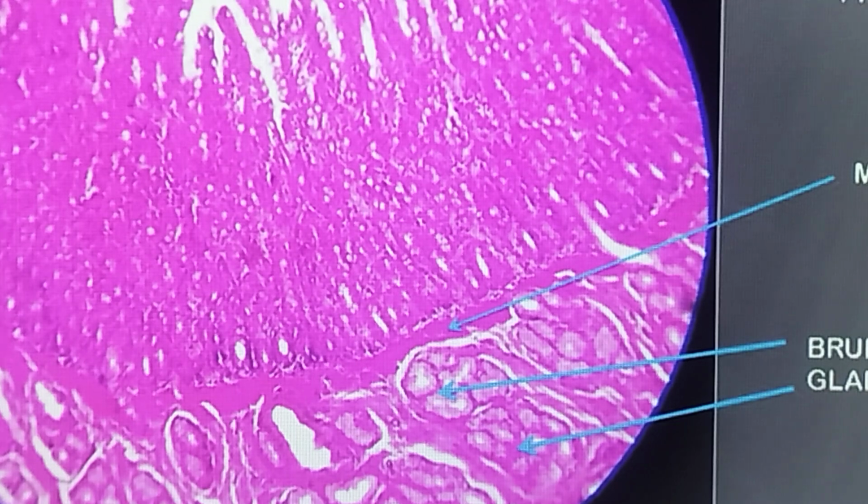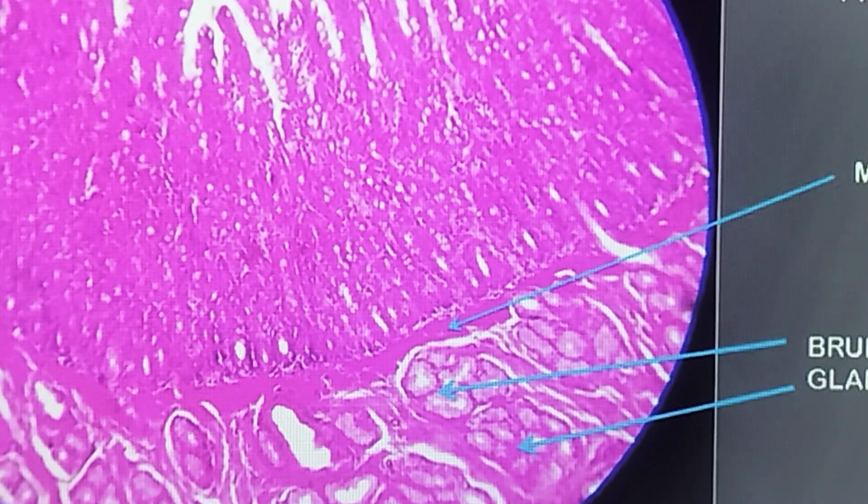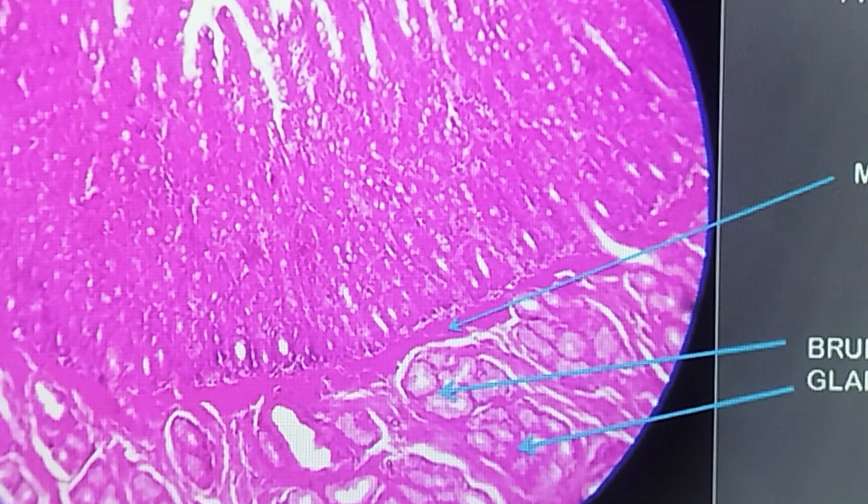So duodenum once again has got finger-like projections. They are known as the villi. The villi is lined by simple columnar epithelium. Then you have a lot of goblet cells here, and then you can see in the submucosa the mucus secreting glands, that is the Brunner's glands. So if these two things are there, then you can conclusively tell that it is duodenum.